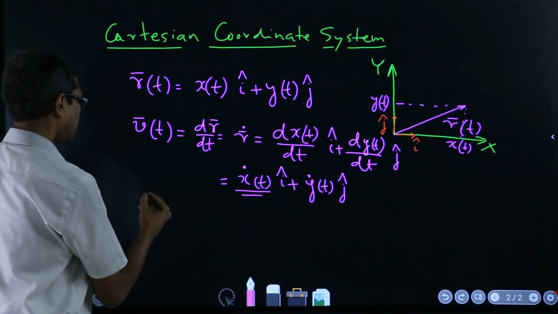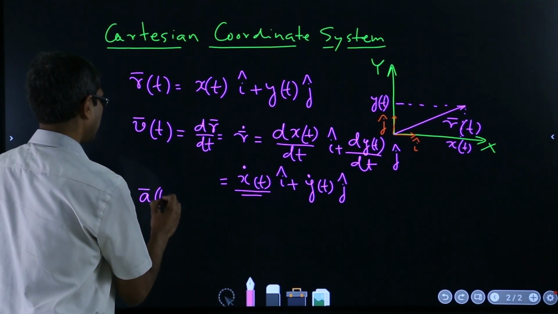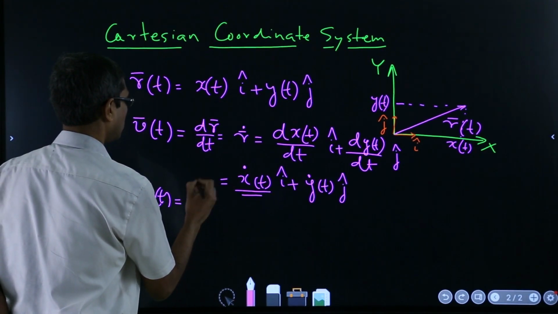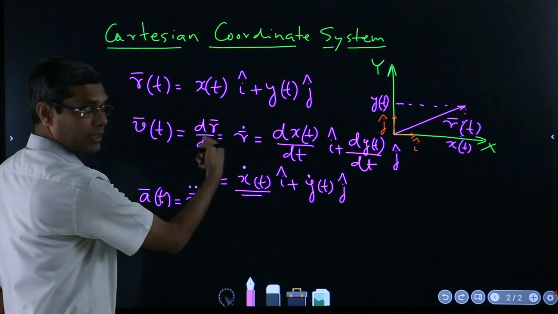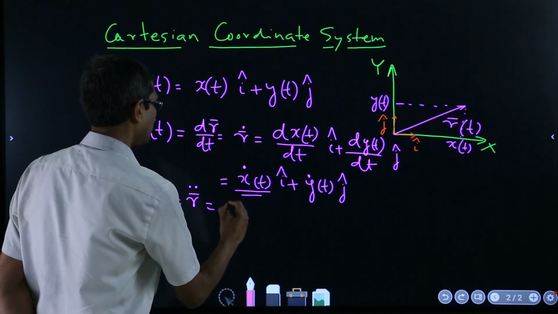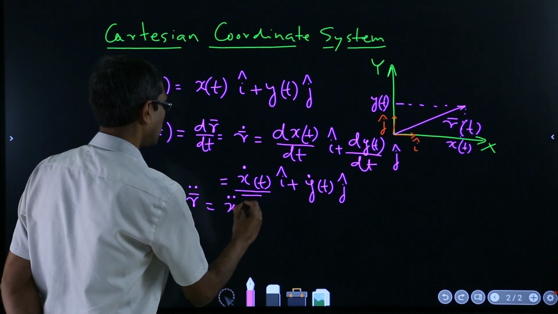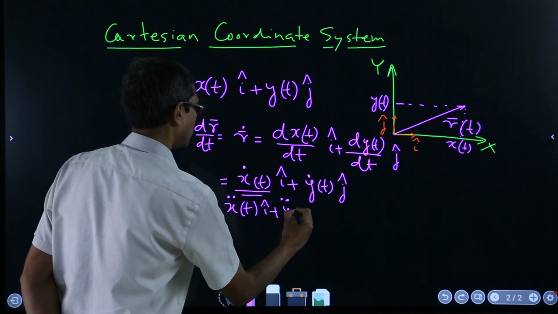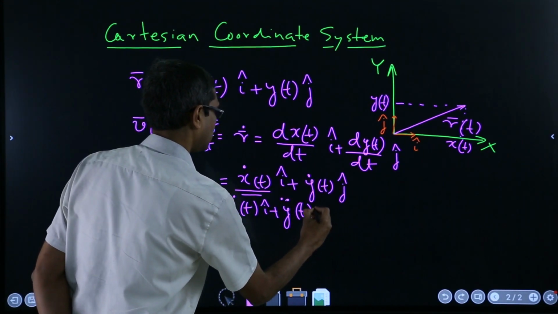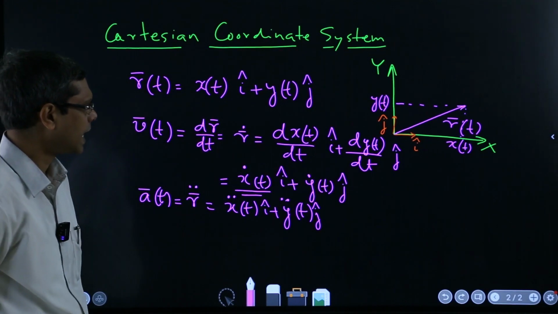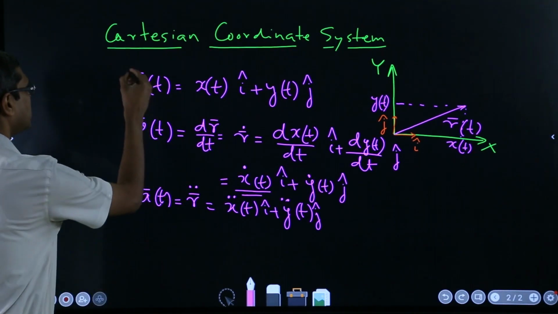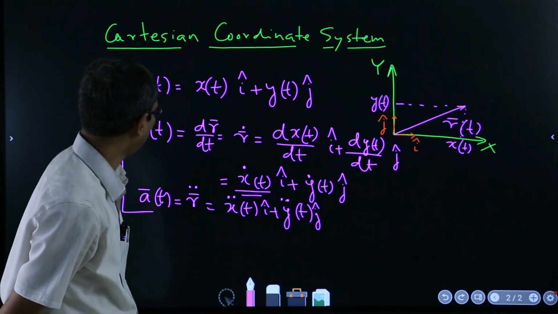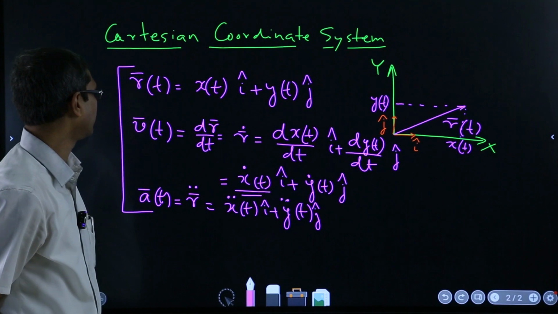Okay, and then acceleration we can simply write as r double dot. It means I am differentiating again with respect to time, which will be nothing but x double dot t i plus y double dot t j. So that's about the Cartesian coordinate and how we calculate the velocity and acceleration given the position vector.